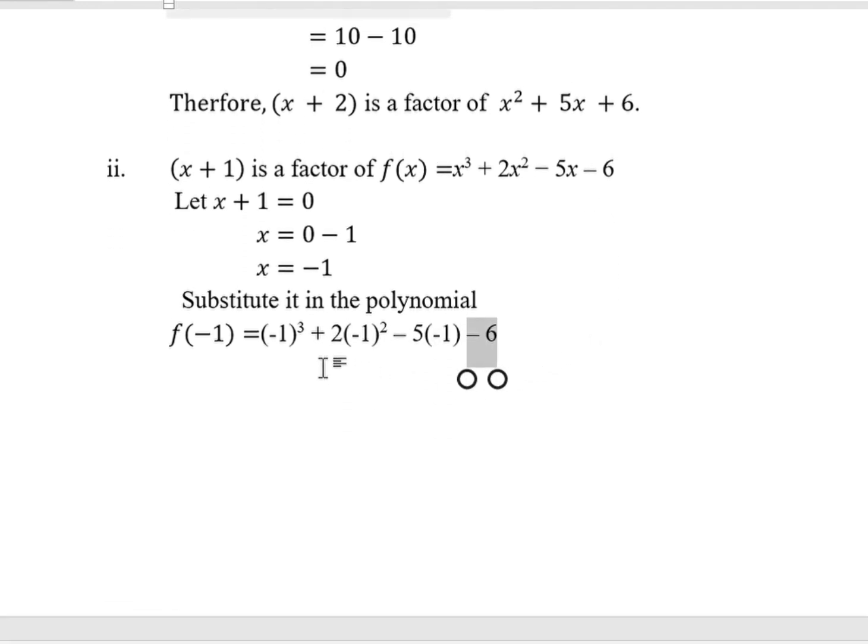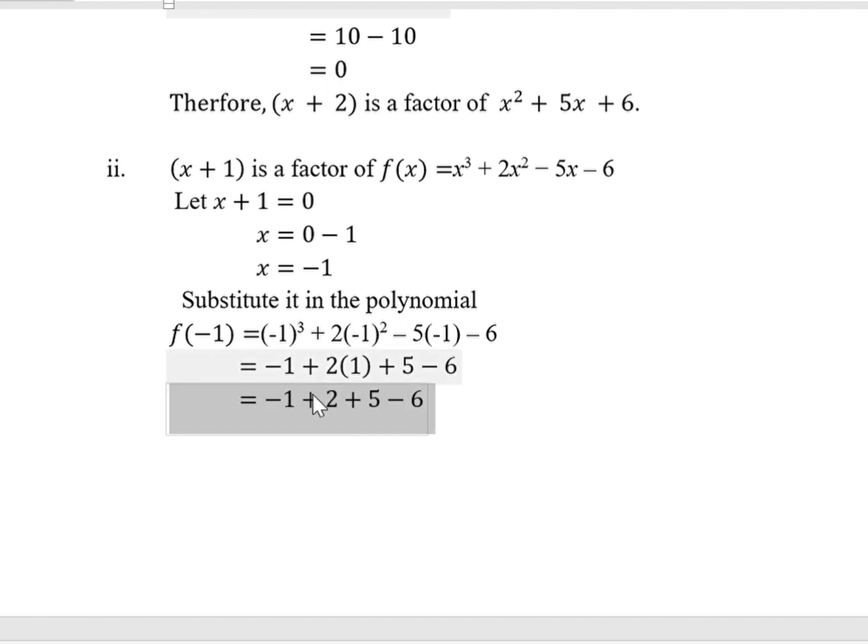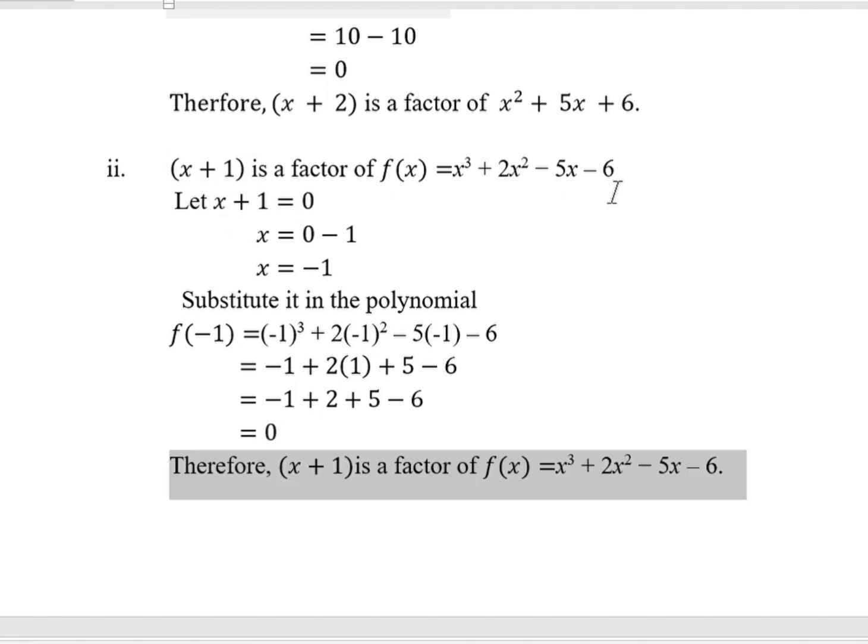Simplify that, you will have this being equal to negative 1. Then this is plus 2 times 1 giving us 2 into 1, and then minus 5 times negative 1 gives us positive 5, and then minus 6. This times this gives us positive 2, then plus 5 minus 6, and that is equal to 0. So if we get the answer 0 here, then it means this one is a factor of this polynomial.